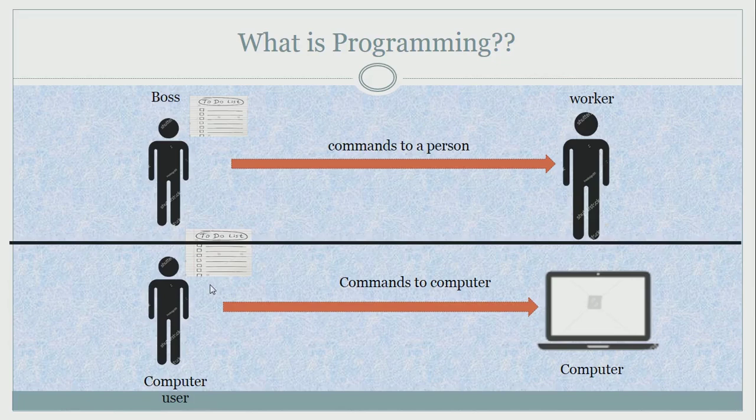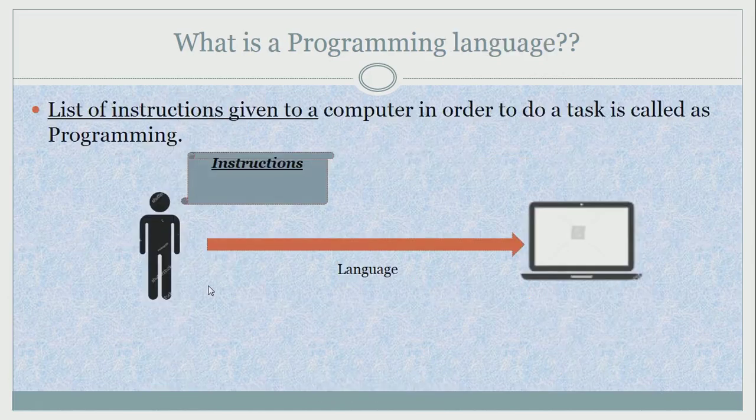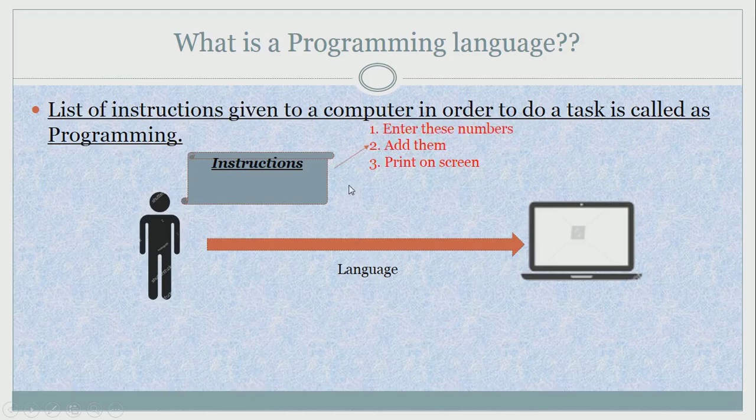So, what is programming? Programming is giving a number of instructions to the computer to complete a particular task. This is the basic definition of a programming. So let's see further. So we just learned that list of instructions given to a computer in order to do a task is called as programming. So let's look at the same situation once more. Now these instructions could be any task like adding numbers. In that case, the instructions given by the user to the computer will be: enter these numbers, add them, and print the sum on the screen.